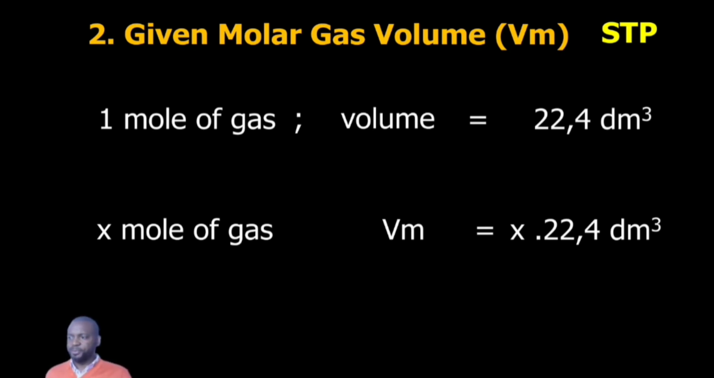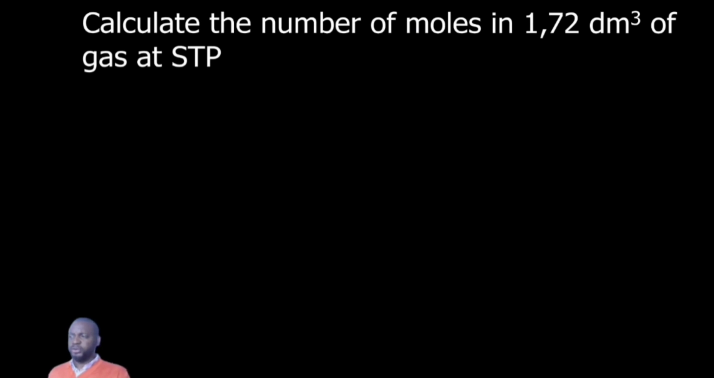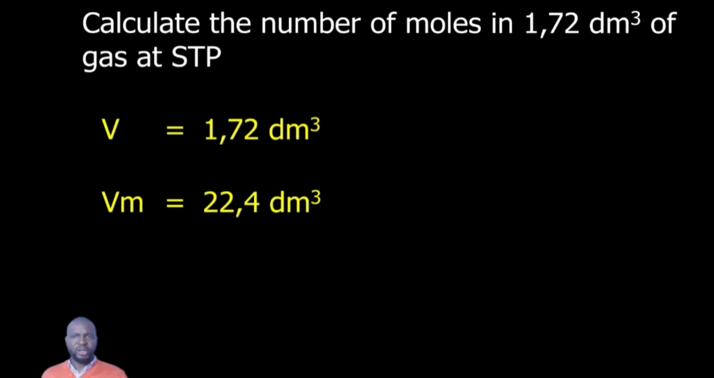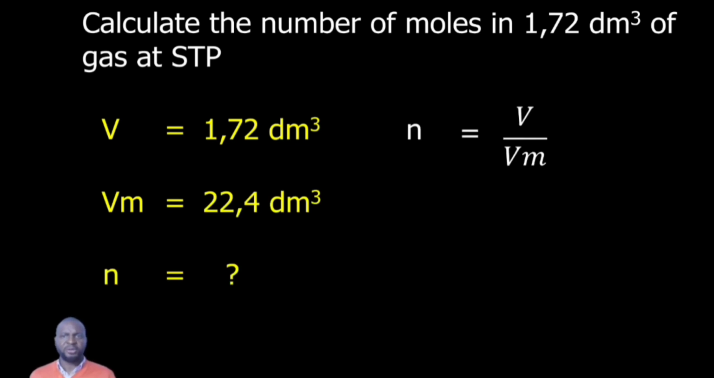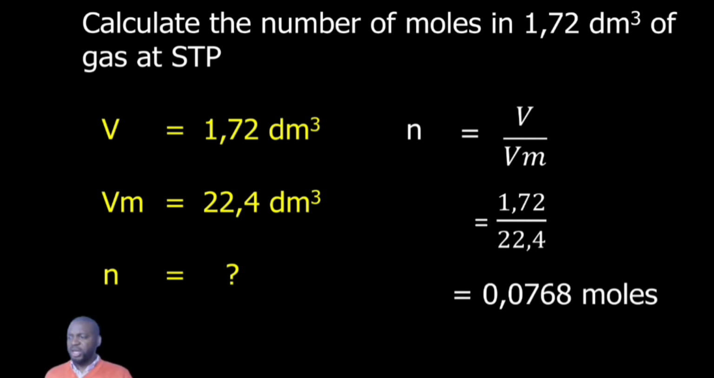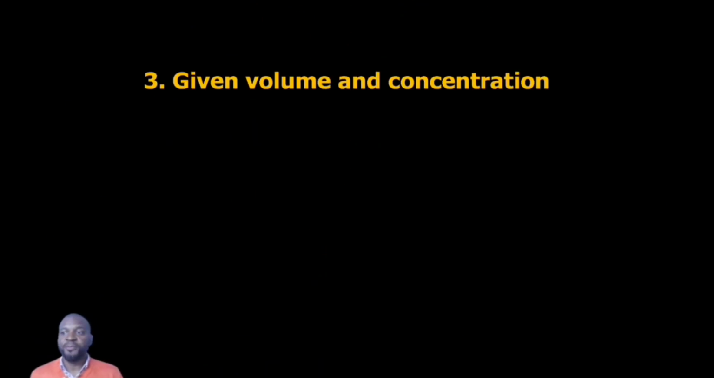So look at this example. Calculate the moles in 1.72 decimeter cubed of gas at STP. I've got the volume of the gas, I've got the molar gas volume. If I say moles equals volume over molar gas volume, I'll take 1.72 divided by 22.4, I'll end up with 0.0768 moles. So you should be able to calculate the moles given the molar gas volume.